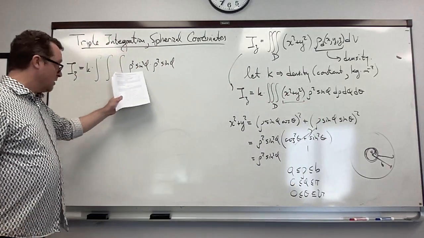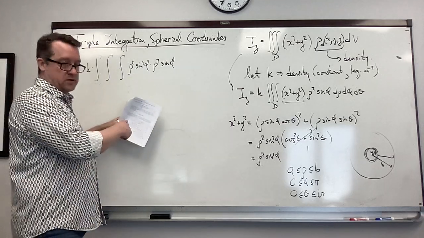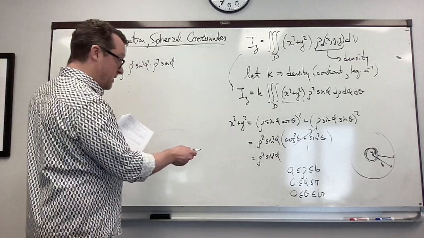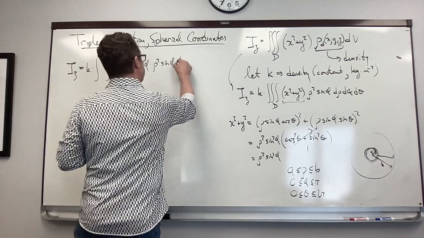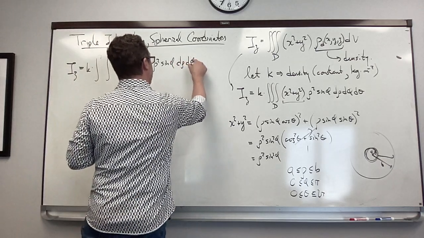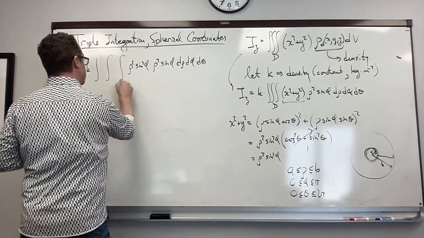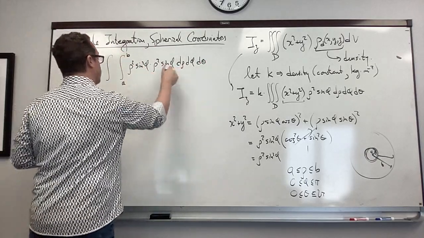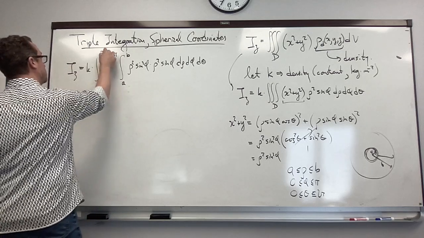Now our integrand depends on phi, so we can't just pull that out, but it doesn't depend on theta. So what I'm going to do is integrate rho first, then phi, then theta, even though I'm going to pull theta out right away. So rho goes from a to b, phi goes from 0 to pi, theta goes from 0 to 2 pi. Okay.